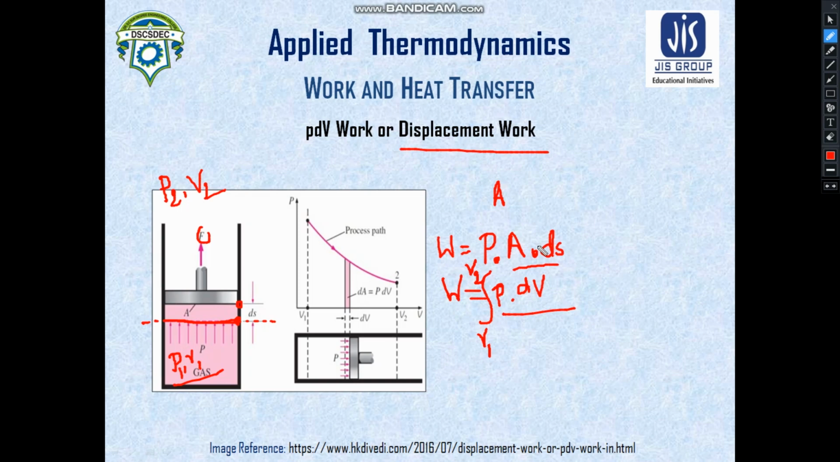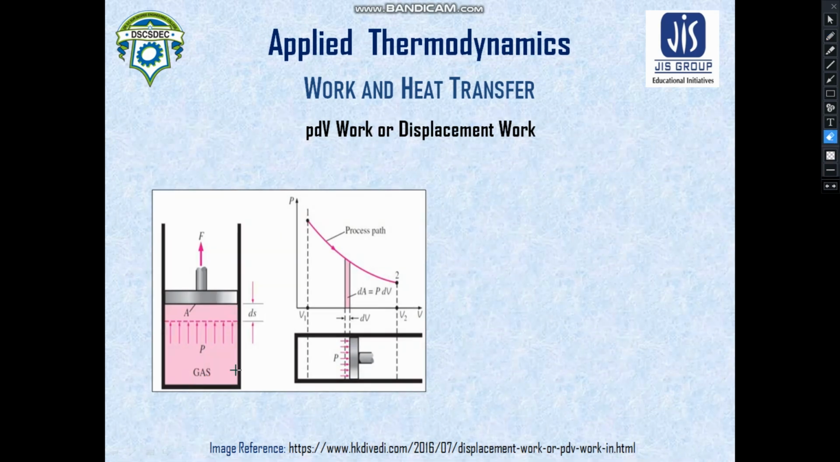So displacement work means the displacement of the boundary of the closed system. The amount of displacement is what becomes important. So the pressure, area, and the amount of displacement. That is why it is called displacement work. And why it is pdv work is quite understandable to you. You can easily understand why it is called pdv work.